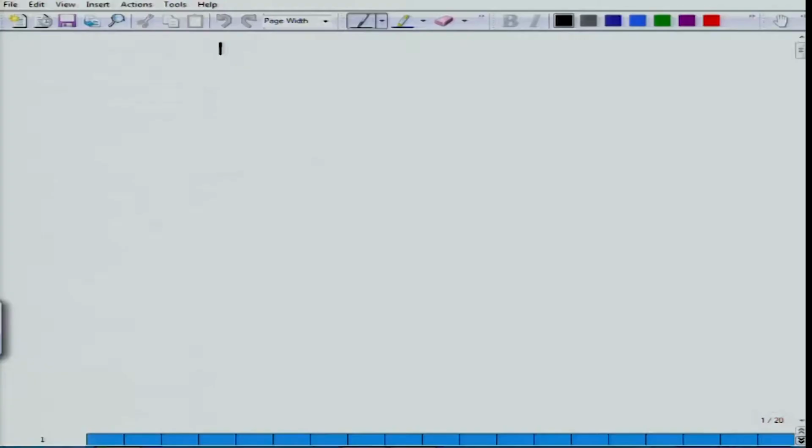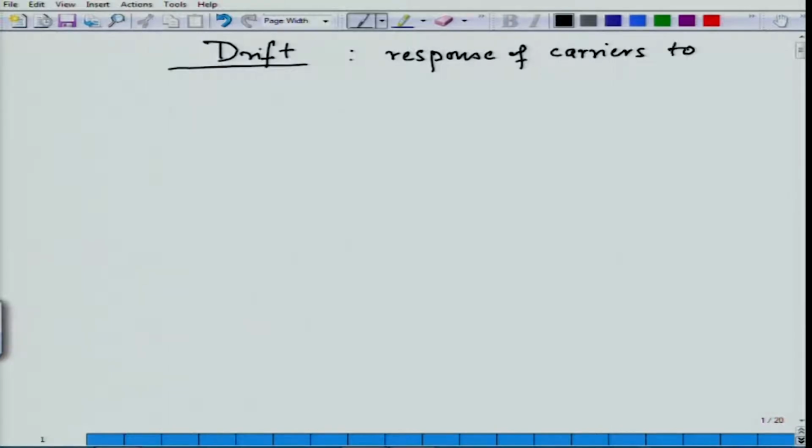In continuation with our discussion on carrier actions in semiconductors, we are going to look at the response of carriers to an applied electric field today. The process is called drift. This is basically the response of carriers to an applied electric field.